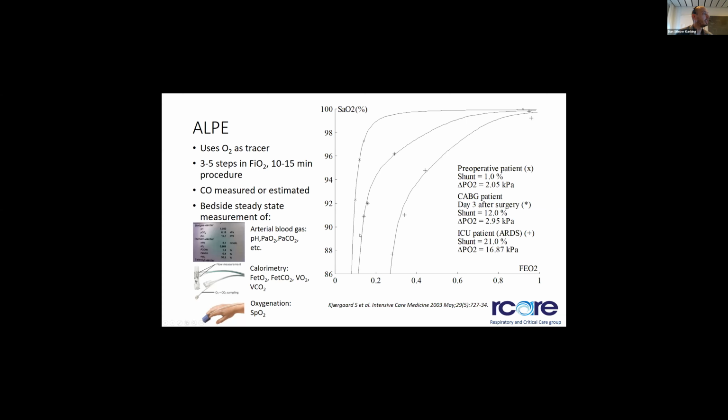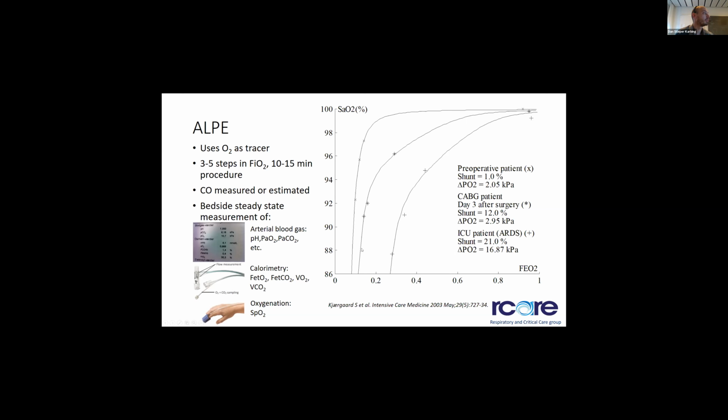We have here 3 data examples. On the x-axis, it's the end expired fraction of oxygen in the gas, and the arterial level of oxygenation in the patient. The points here show different steady state measurements in 3 different patients. The first line here is the model fit to measurements in a preoperative patient, more or less lung healthy, corresponding to, I hope, all of us attending here today.